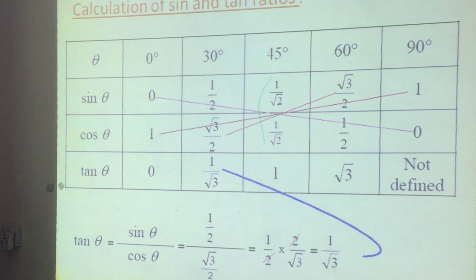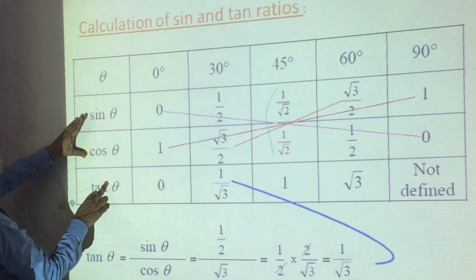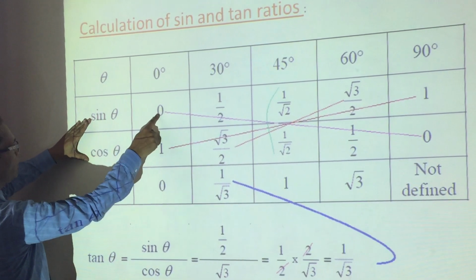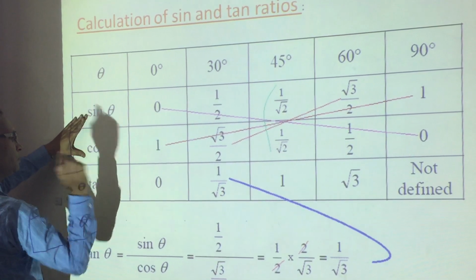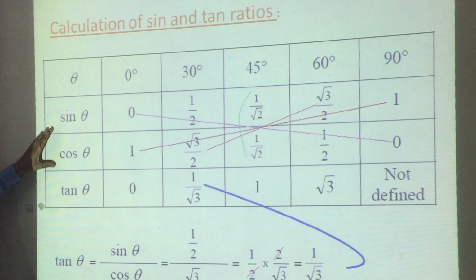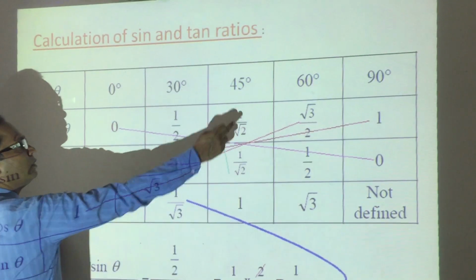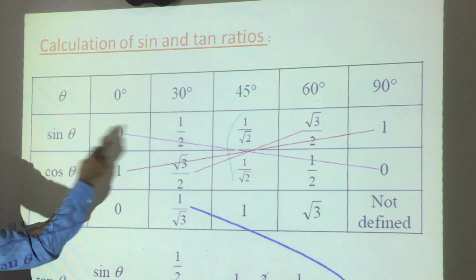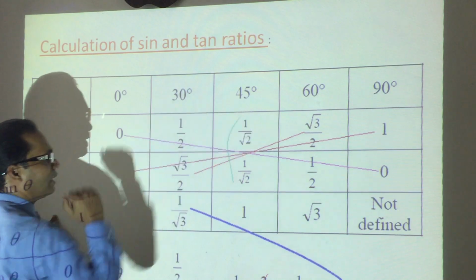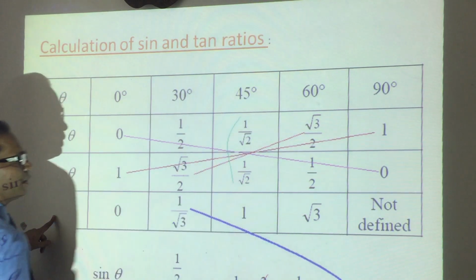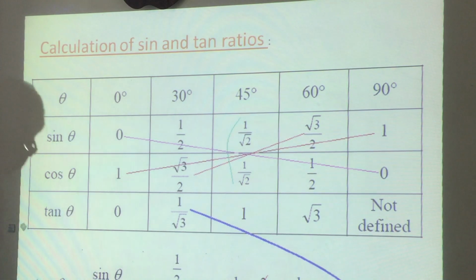The same way, if you try to calculate tangent 0, you will divide sine 0 by cos 0, and when 0 is divided by 1, you will get 0, right? And again, if you calculate tangent 45, then sine 45 divided by cos 45, the same value can cancel out, you will get 1. So you can calculate the tangent value as well.